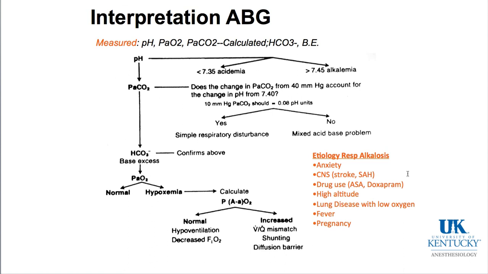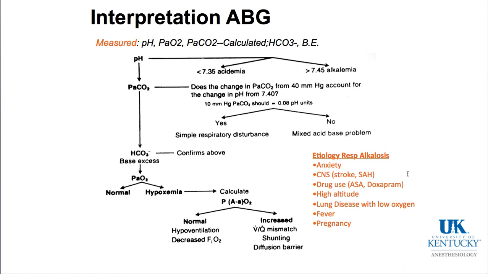You can also look at a cause of hypoxemia when you interpret your blood gas. If your PaO2 is low, you can calculate your AA gradient. If it's normal, think of hypoventilation or decreased inspired oxygen as the cause, for example, high altitude. Or if the AA gradient is increased, think of shunt, VQ mismatch, or diffusion issues.